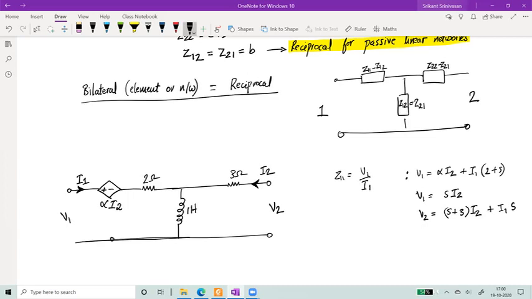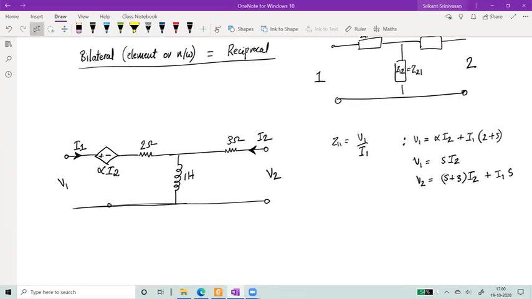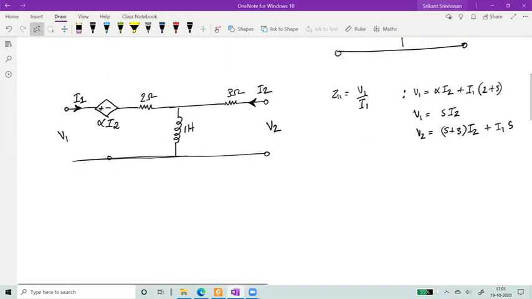And then if you set the respective currents equal to 0, then you can get the values of the individual impedances. So for example, Z11 is now equal to what? Z11 is V1 over I1 when I2 is equal to 0. So that's equal to 2 plus S. So let's write it down here. And then you're left with Z22 is equal to 3 plus S.